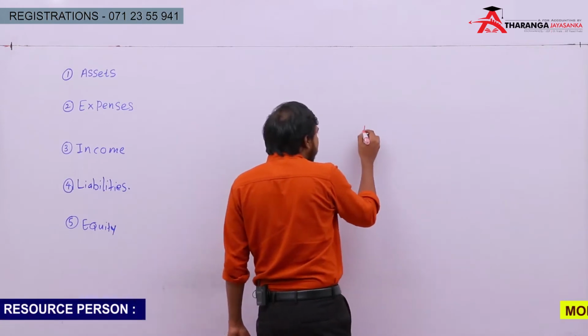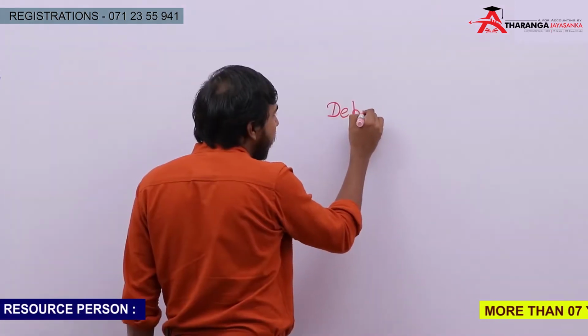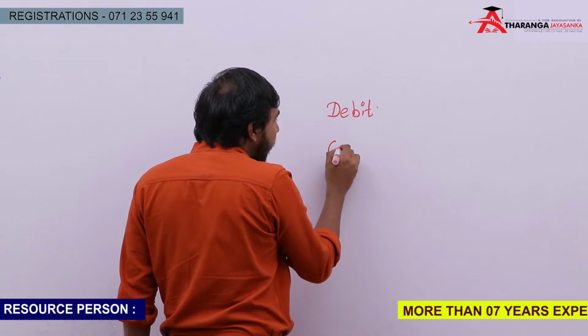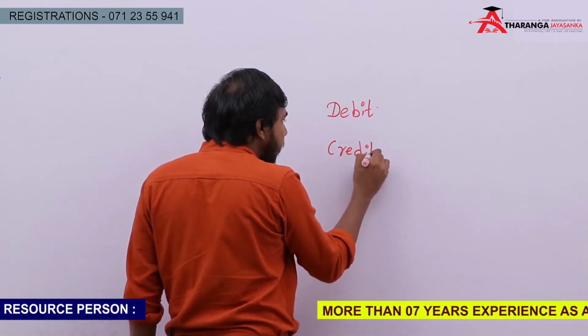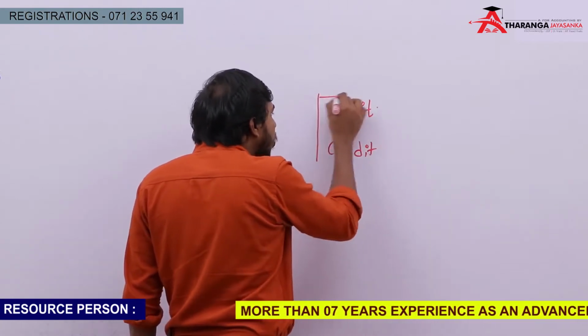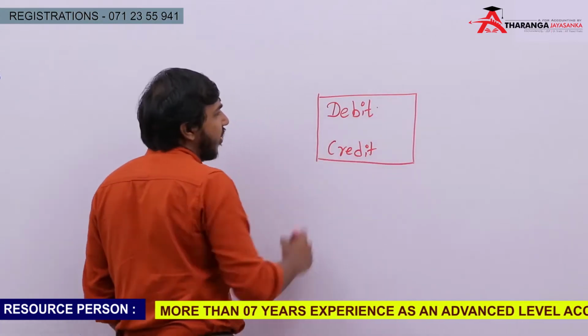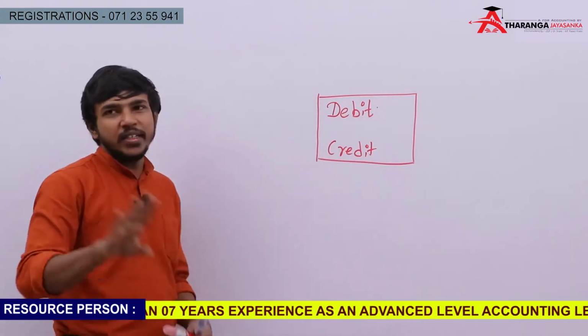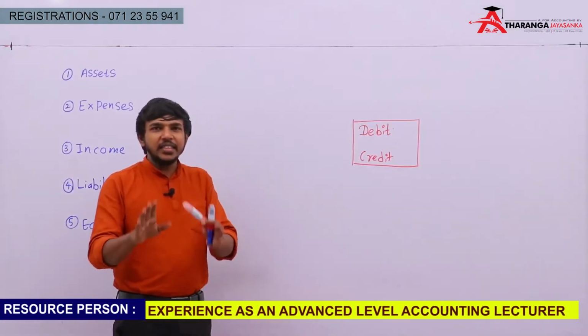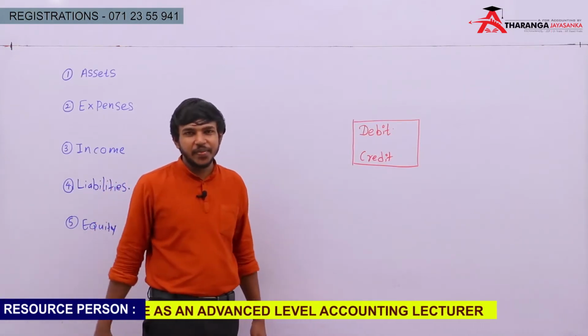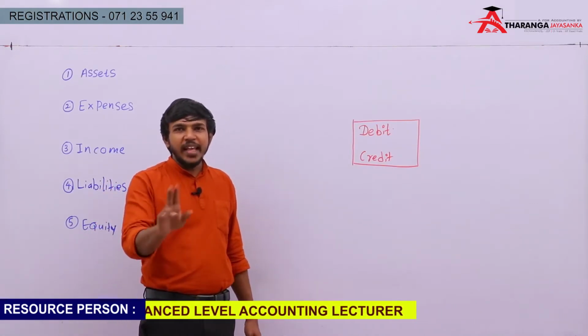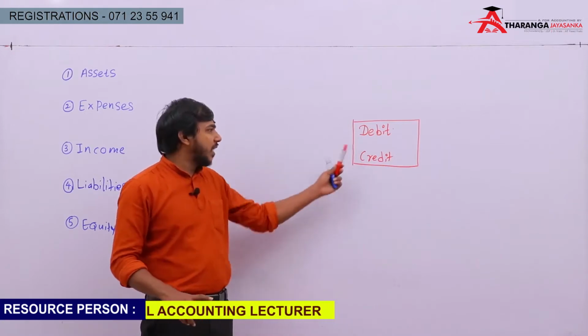One is debit, the other one is credit. They just use these 2 words which is called debit and credit. Not anything else, they just use debit and credit. So in their family they speak just 2 words, debit and credit.